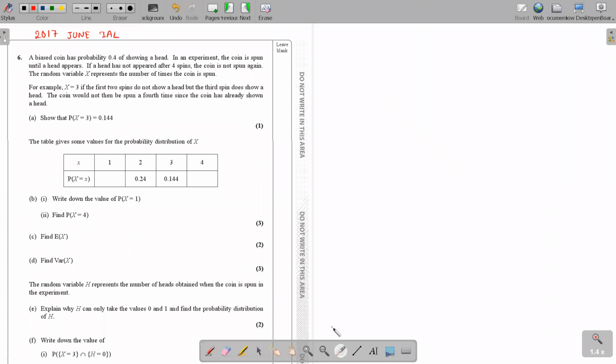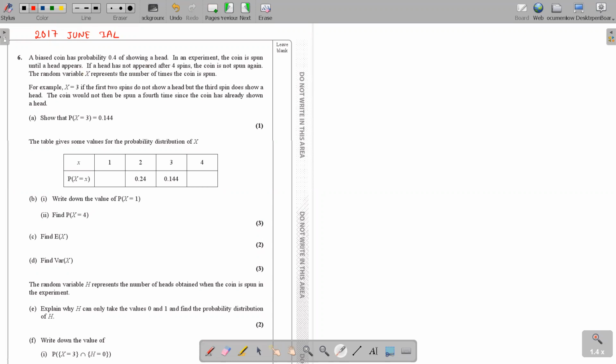Okay. A biased coin has probability 0.4 of showing a head. A biased coin means it's not fair, because a fair coin is half. A biased coin 0.4 for head means obviously 0.6 for tail. In an experiment, the coin is spun until a head appears. Now you all need to know this is the game question, children.